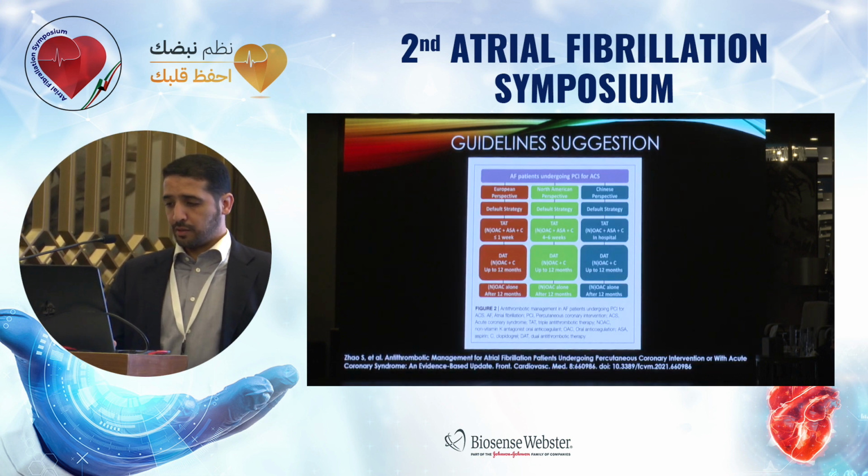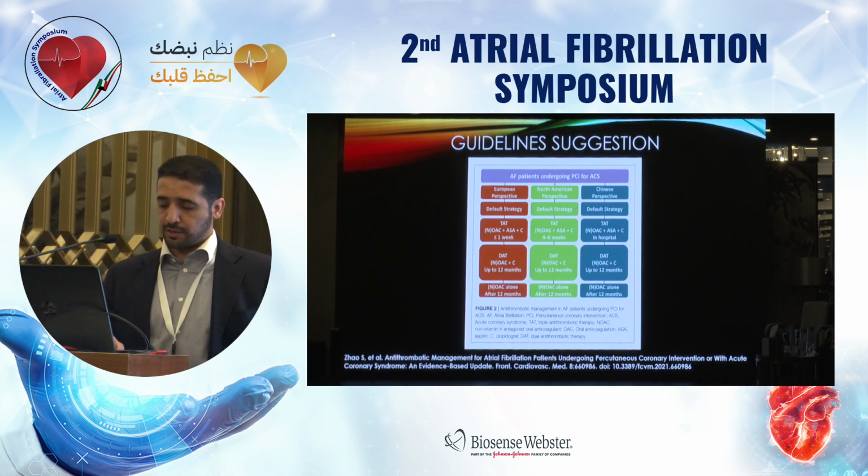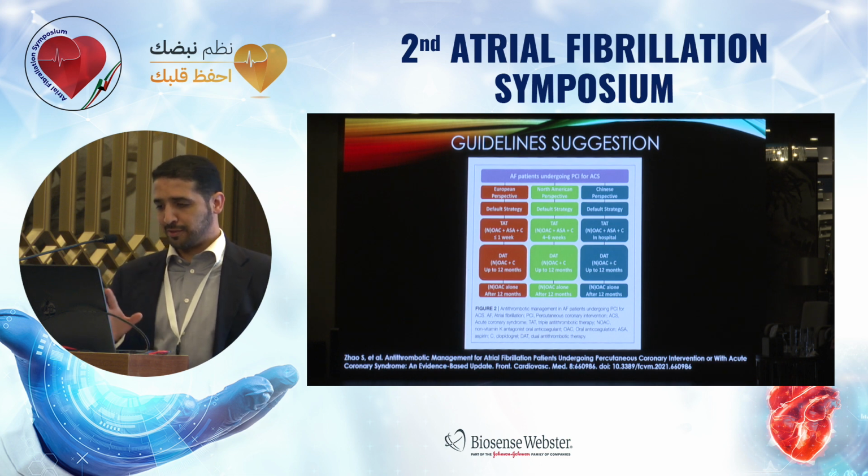Now, what about the guidelines? The guidelines are everywhere. There are European, North American, and Chinese guidelines. We unfortunately don't have one. Hopefully we'll work on one if everybody is happy to support. The European guideline has a default strategy: triple antithrombotic therapy for 1 week or less. They go shorter in acute coronary syndrome, and after that, they go with dual antithrombotic therapy.